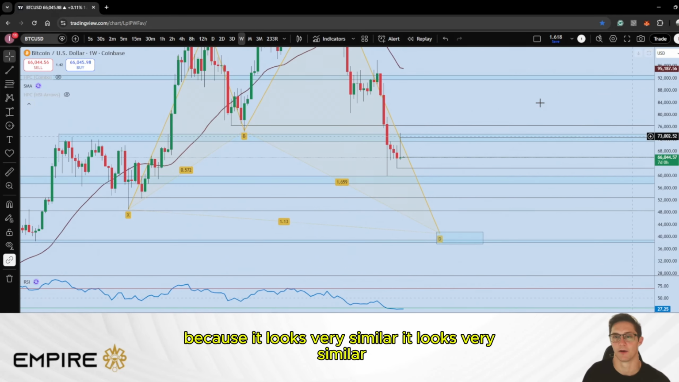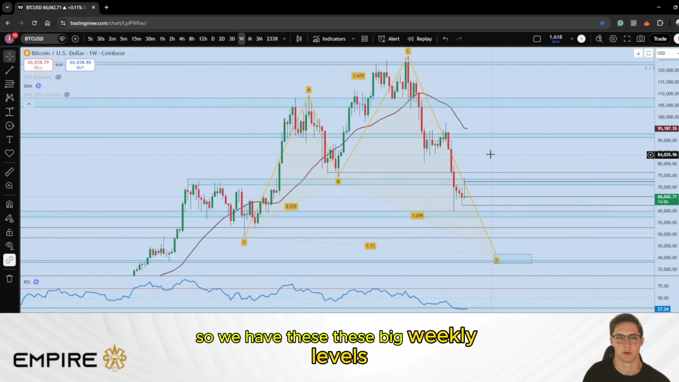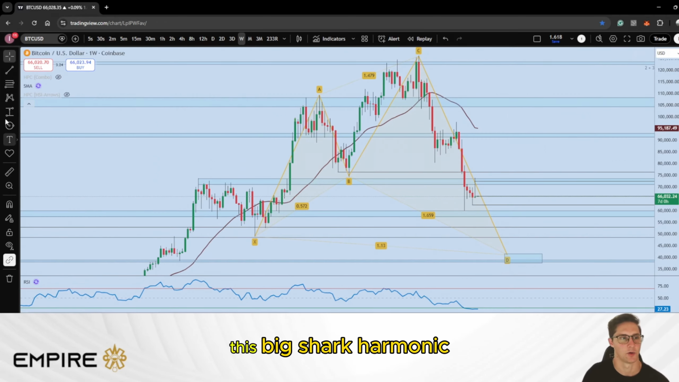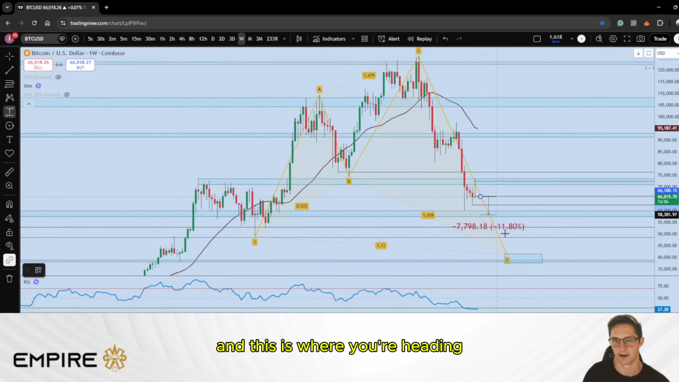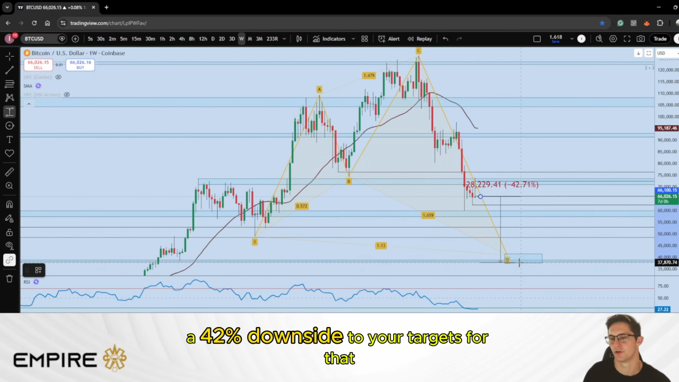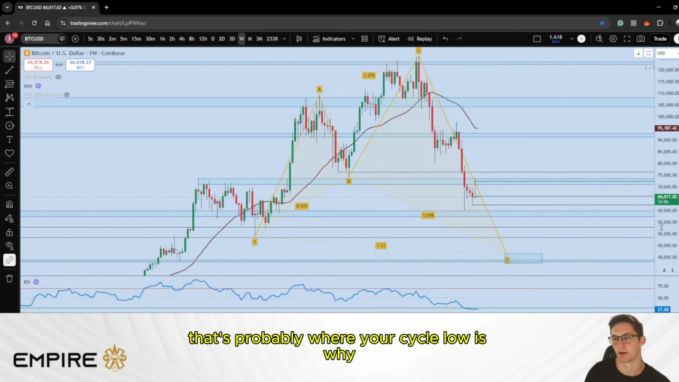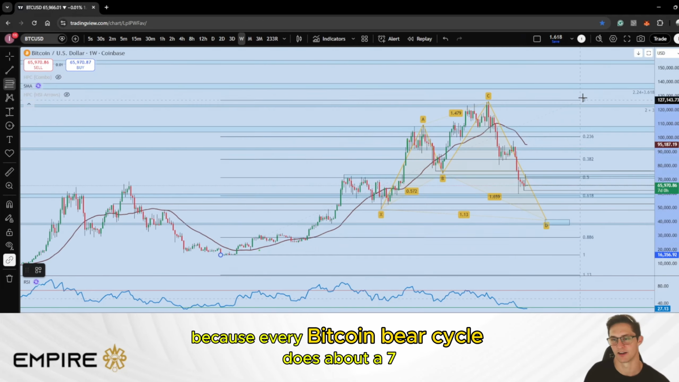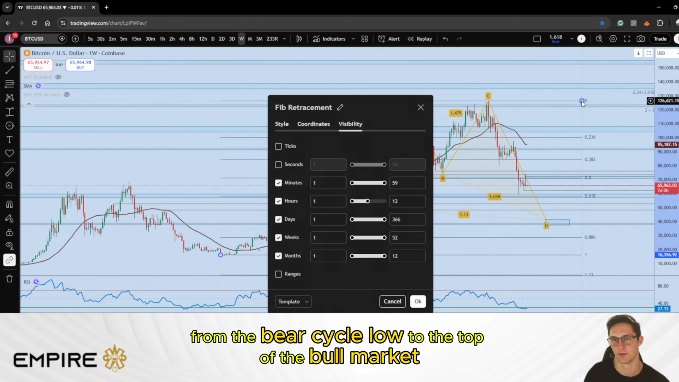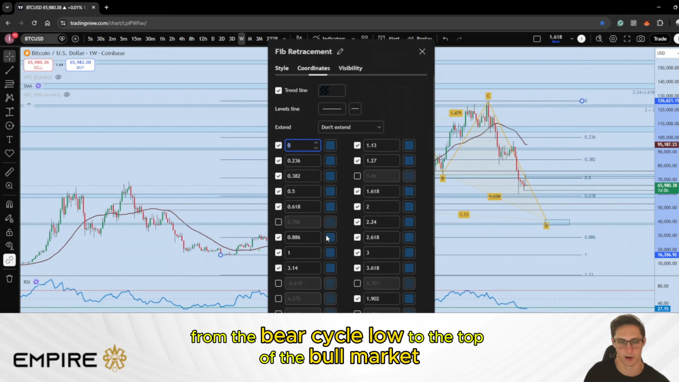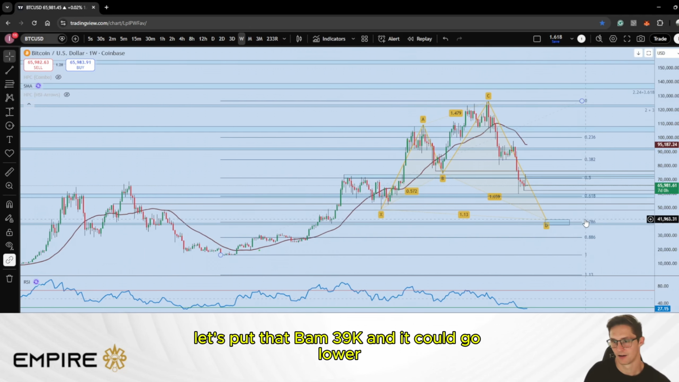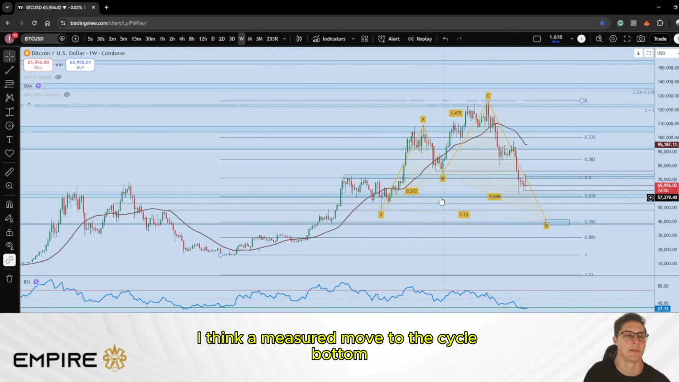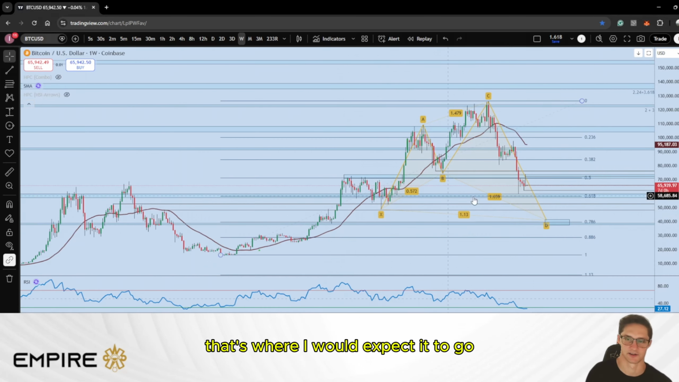It looks very similar. So we have these big weekly levels, this big shark harmonic, and this is where you're heading. And what's that? Oh, 42% downside to your targets for that. And I think realistically, that's probably where your cycle low is. Why? Because every Bitcoin bear cycle does about a 786 retracement from the bear cycle low to the top of the bull market. So spot that. Bam. 39K. And it could go lower, but that's just, I think, a measured move to the cycle bottom. That's where I would expect it to go.